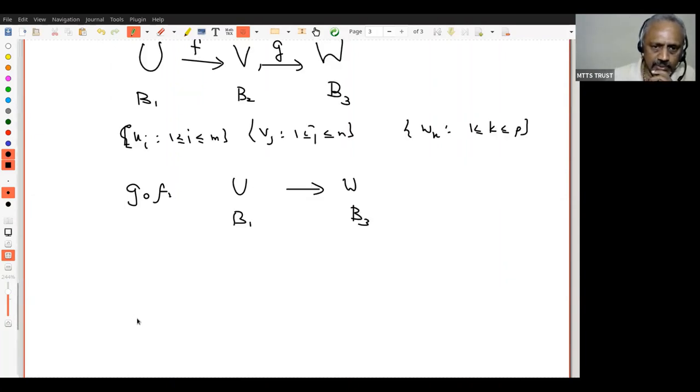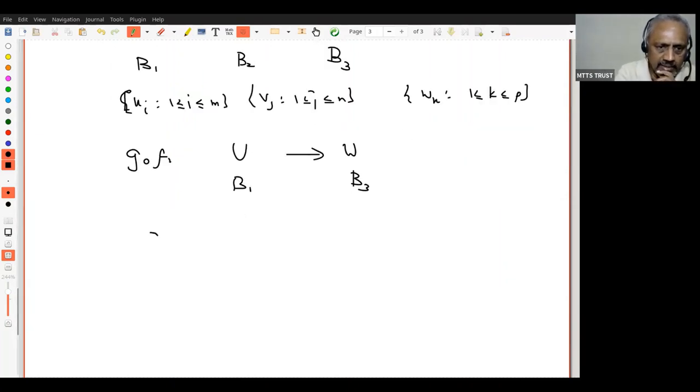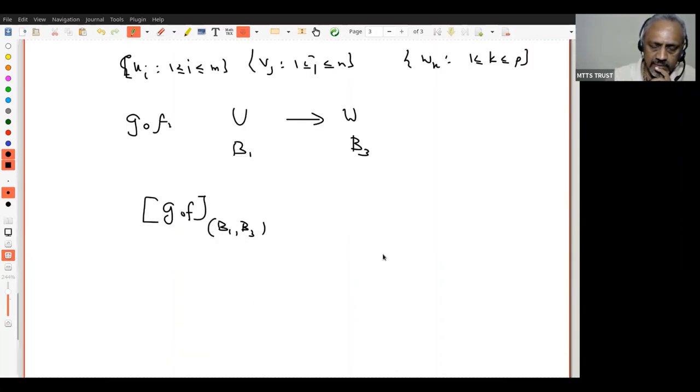My question is the following. Let us look at G composed F, the matrix representation of this linear map from U to W. Now let's look at the matrix of F from B1 to B2. What is its dimension? This is of dimension N cross M.